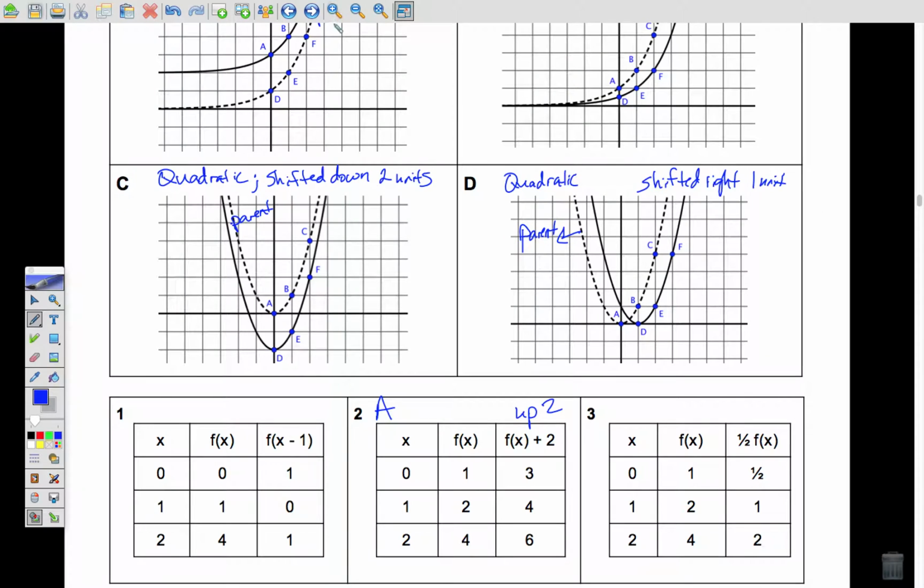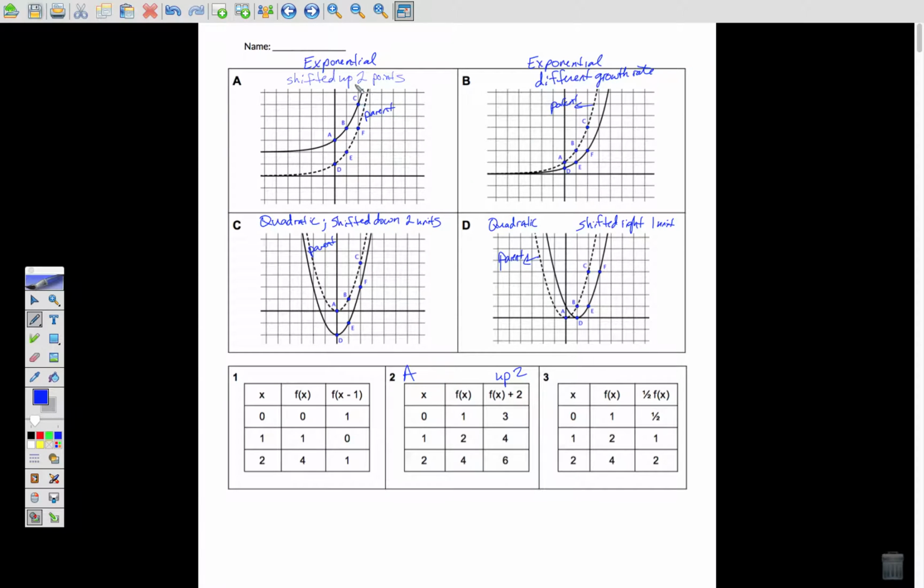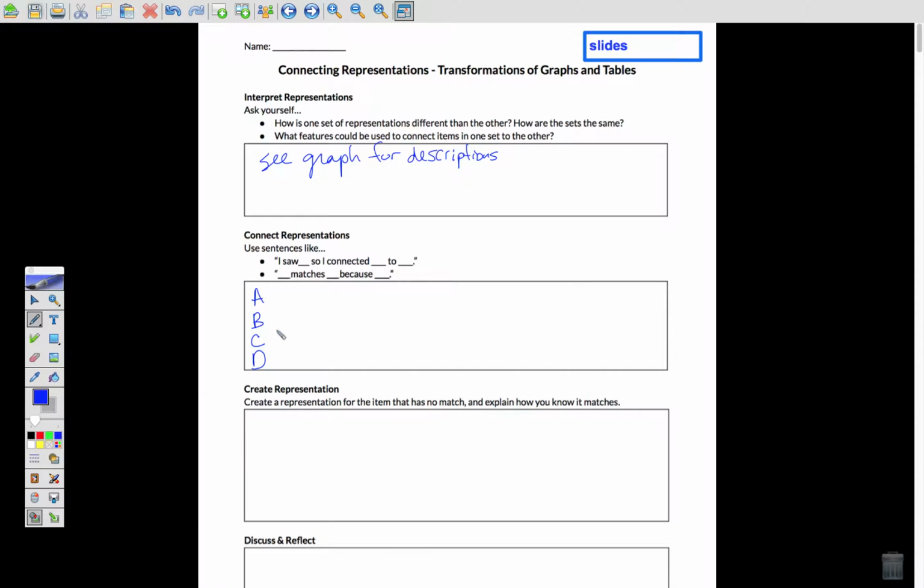And if you want to put that over on the front side, we're going to connect, so we can put here C graph for descriptions. Okay, so there's A, B, C, and D, and we connected graph A to table 2. So graph A goes with table 2.